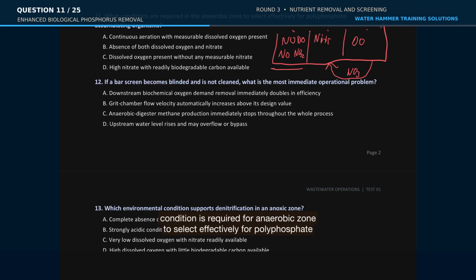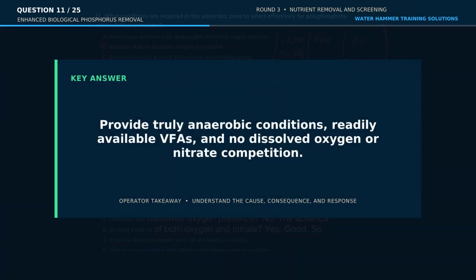So, what condition is required in the anaerobic zone to select effectively for polyphosphate accumulating organisms? Is it A, continuous aeration with measurable dissolved oxygen presence? No. The absence of both oxygen and nitrate? Yes. Good. So the answer is B.